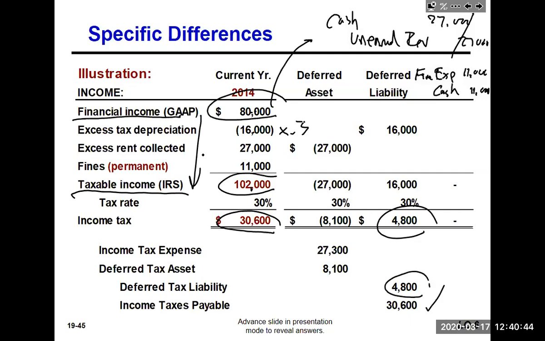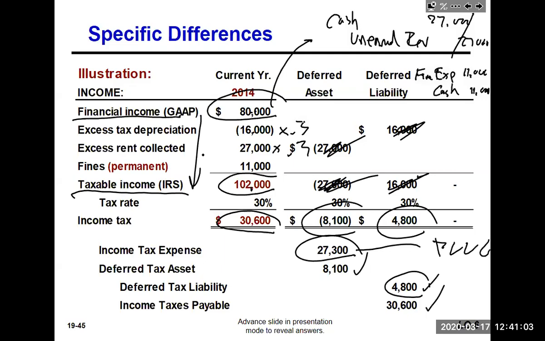There's my 4,800. Then I've got 27,000 times 0.3, which gives me what? 8,100. So there's that number. You can make that your plug number, income tax expense. It's not 30% of that, is it? What's 30% of 80,000? 24,000? You put 24,000 there, things are out of balance, right?